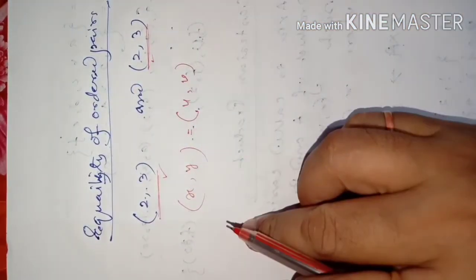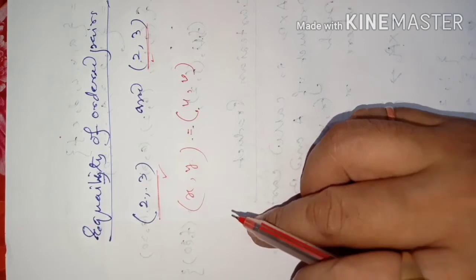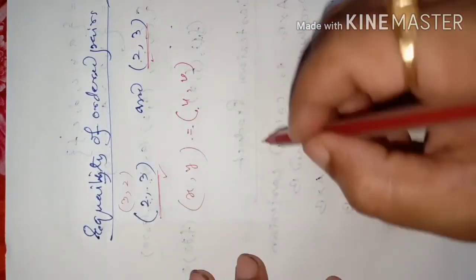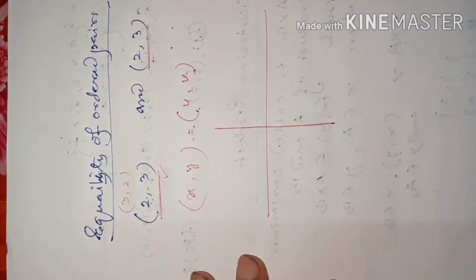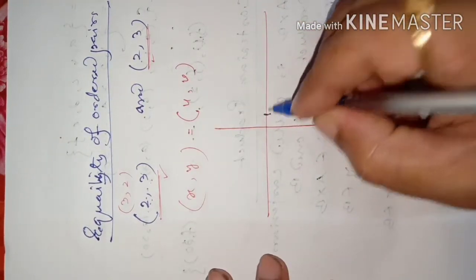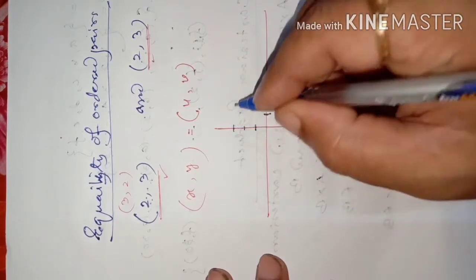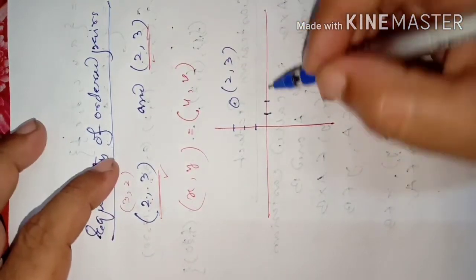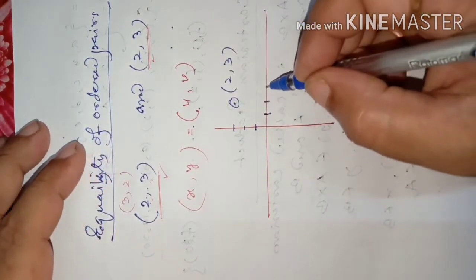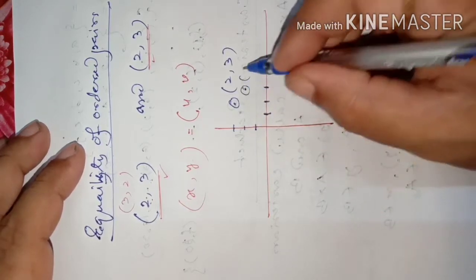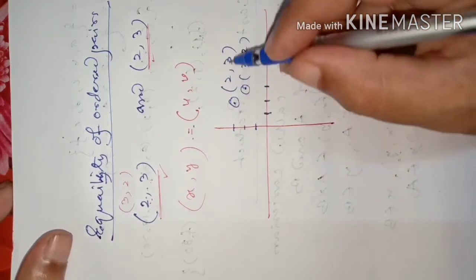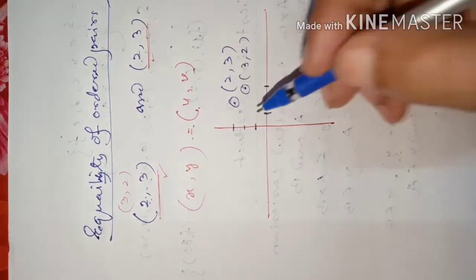Why do we call these ordered pairs? You understand, no? Because 2, 3 is an ordered pair, and 3, 2 is another ordered pair. In the Cartesian plane, when we plot 2, 3, it is here. Again, when 3, 2 comes, the place will be different: 3 here and 2 here. So order is an important factor here. Means 2, 3 and 3, 2 have different orders. That's why they are different, and that's why you call them ordered pairs.